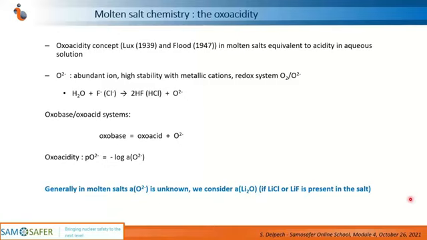In the case of fluoride and chloride salts, we can talk about fluoroacidity and chloroacidity, but here we will focus on the oxoacidity. The oxoacidity was defined by Lux and Flood, and it is related to the presence of the oxide ion in the molten salt. We define the oxoacidity by this function: pO2- is equal to the opposite of the logarithm of the activity of oxide in the salt.